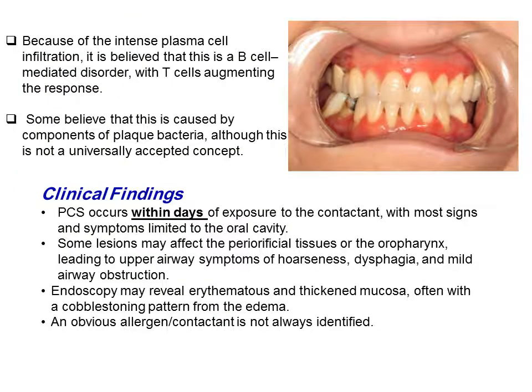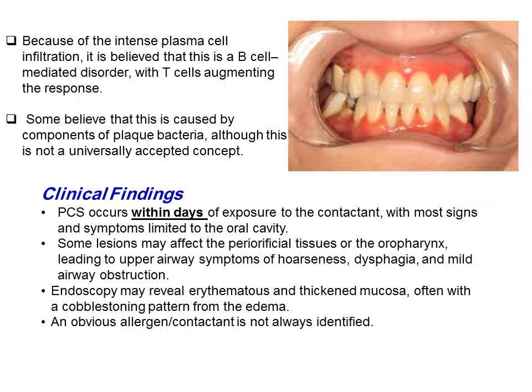Because of the intense plasma cell infiltration, it is believed that it is a B cell mediated disorder with T cells augmenting the response. Some believe that this is caused by a component of oral bacteria, although this is not a universally accepted concept. So this picture shows plasma cell gingivitis. It is a generalized gingivitis, of the upper and lower gingiva.